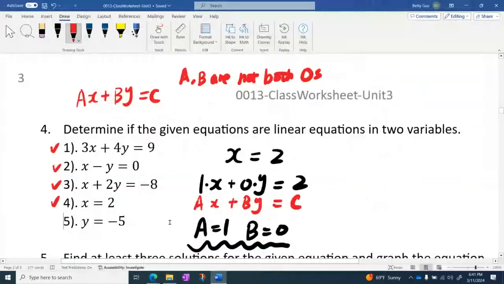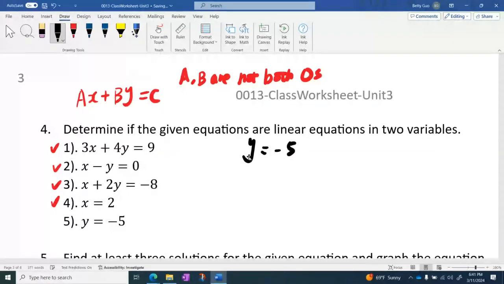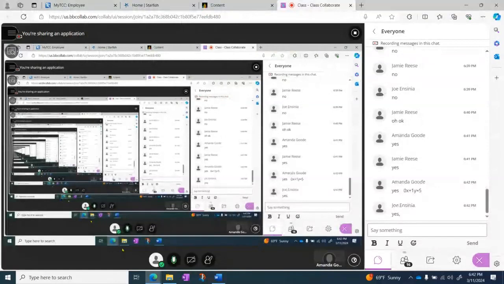All right. So then I believe you might be able to answer number 5. Question number 5, the equation is y equals -5. Is this equation a linear equation in two variables? Again, anything which can be written in this form, I'm circling with my mouse arrowhead, is a linear equation in two variables. Yes, it is, right? Awesome. Thank you, Amanda. This time A is 0, B is 1, C is -5. Perfect.